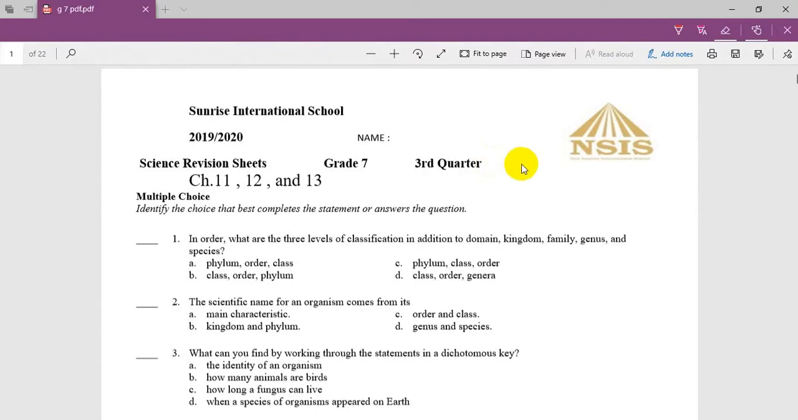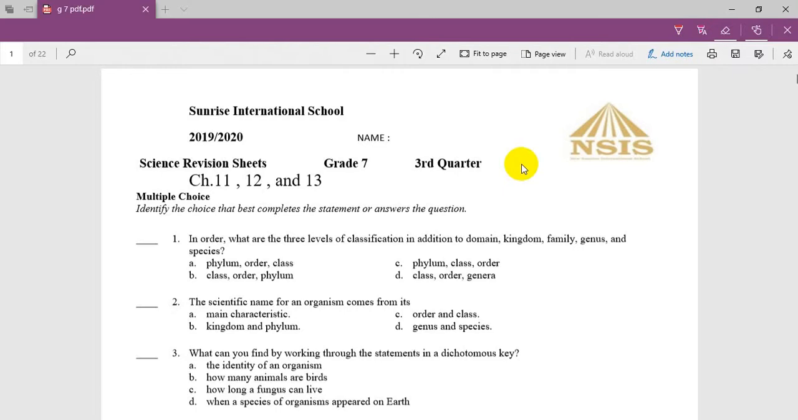Today we will start solving the science revision sheet. This is Miss Mary. The science revision sheet will include chapters 11, 12 and 13. Chapter 11 is about classification, chapter 12 about bacteria and viruses, and chapter 13 about protists and fungi. So let's start with the first question, multiple choice.